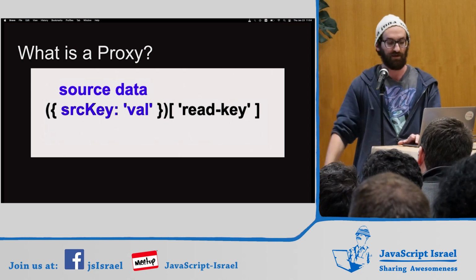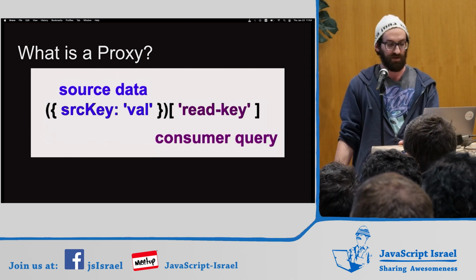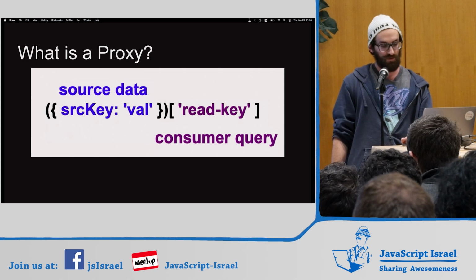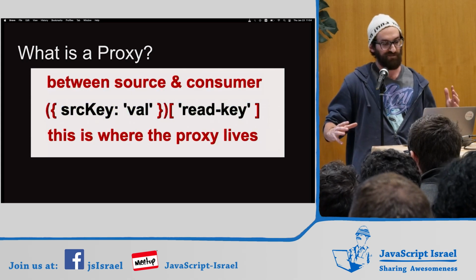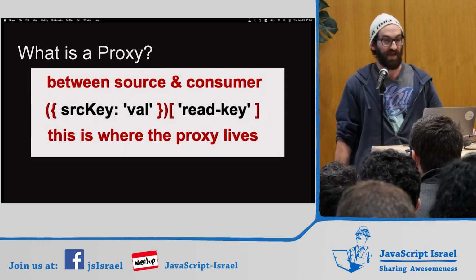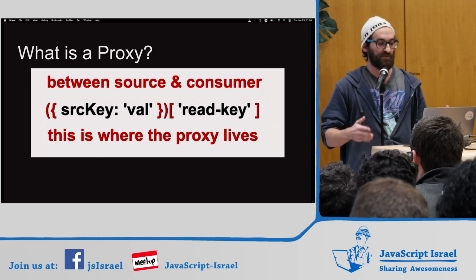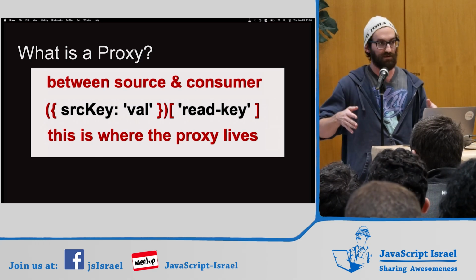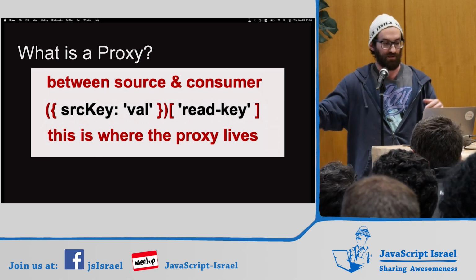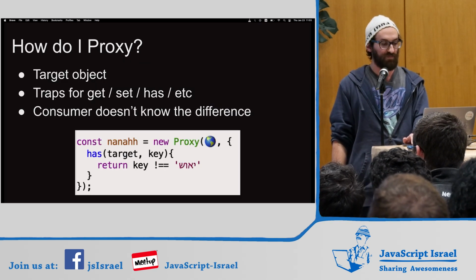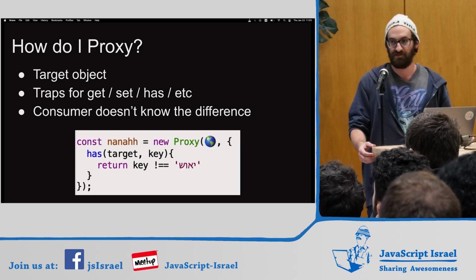We could have anything backing our data. We have a consumer query here, so this is like our API call. And in between the two, we have brackets. Hooray. But that's basically where the proxy lives. That's when I imagine the code running in my head. That's where I imagine the proxy sitting in the middle, playing both sides, trying to win some kind of prize from playing both sides. So let's do a little play on words.